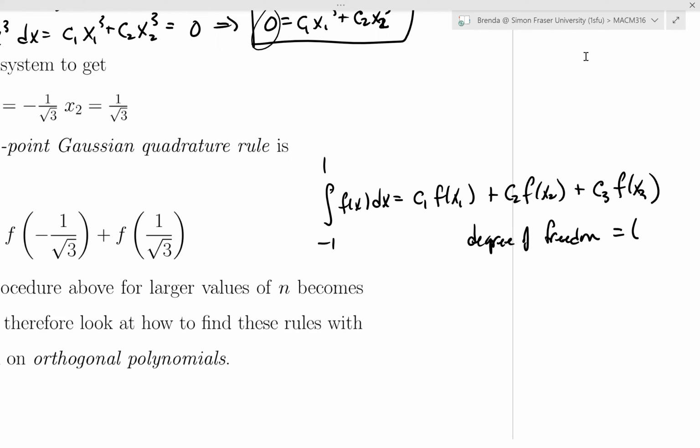Degree of freedom is equal to 6. Yeah. So we would have this be exact. Degree 5. Okay, so we've got 3 things here, and 3 times 2 is 6, and then 6 minus 1 is 5.